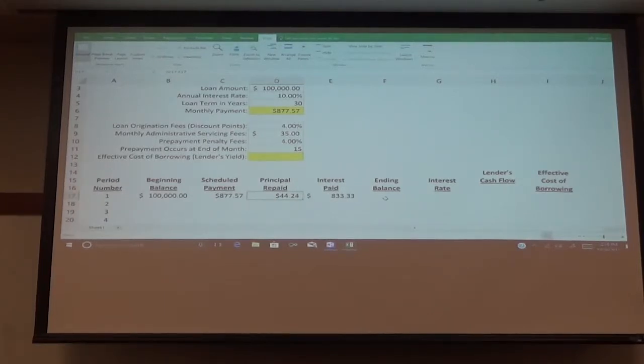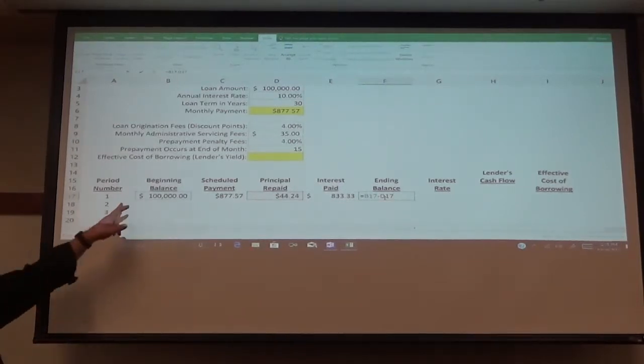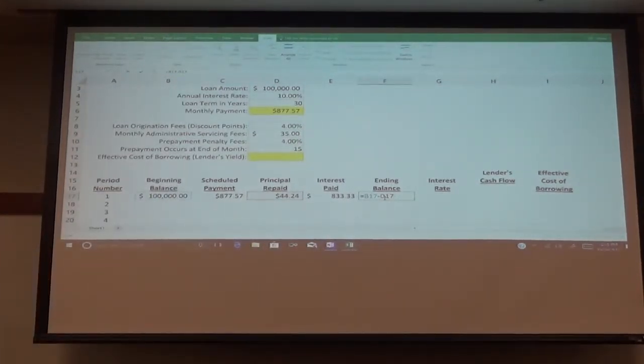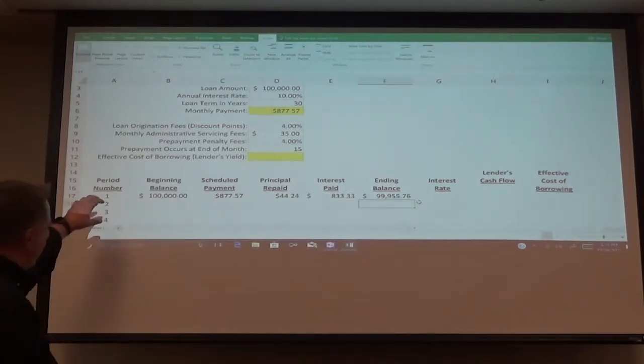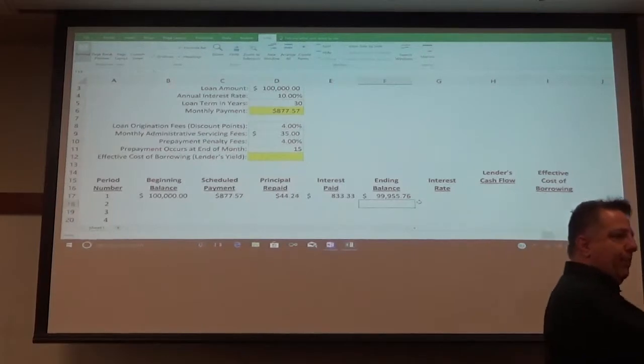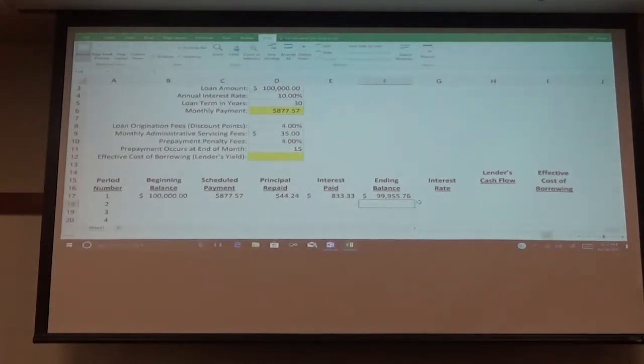And then our ending balance. Now, as I said this morning, but also now, to calculate your ending balance, you are simply going to take your beginning balance and subtract out the principal repaid. So, in this case, B17 minus D17. So you should end up with 99,955.76. Everybody good with that? Anybody not good with that? Okay. So this gives us, for a fixed rate mortgage, the first month of information for our amortization schedule.